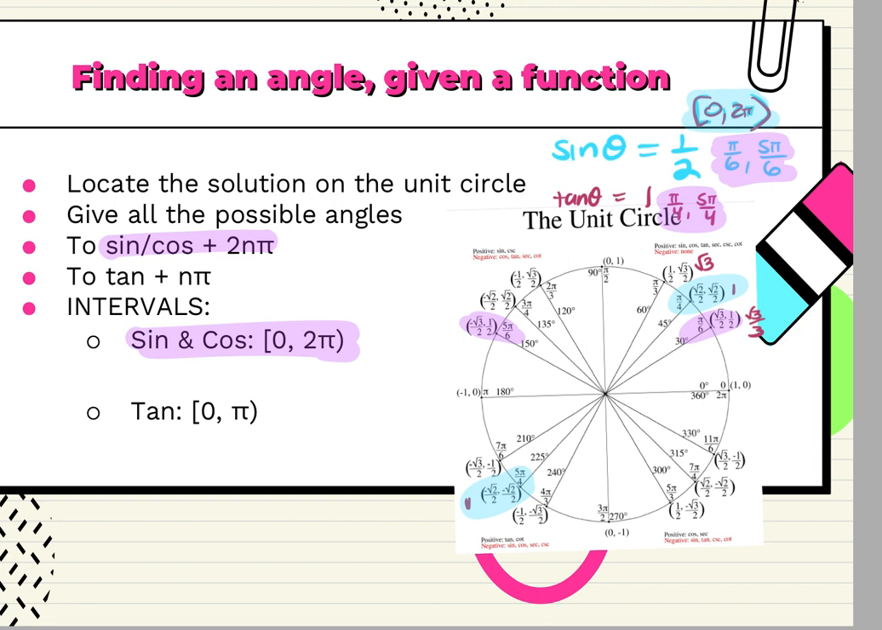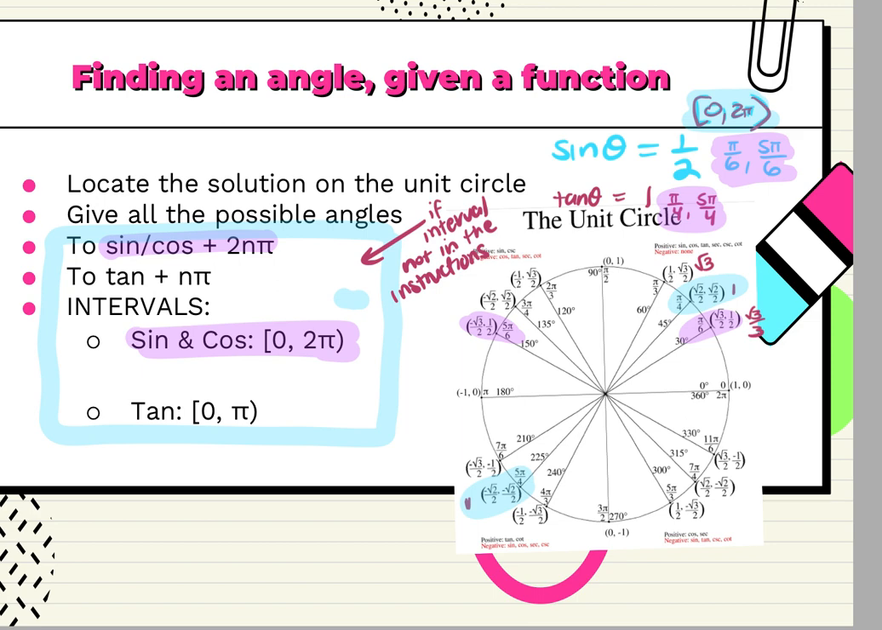So again, that's if the instruction said 0 to 2 pi, okay? There are two different sets of instruction you have to pay attention to. If it doesn't give you the interval, if it just says solve, then you have to follow this stuff here. So if the interval is not in the instructions, not only do we have to give the answer from the original unit circle, but we have to give every coterminal angle to that. And the way we do it is this notation. For sine and cosine, we take the answers and we add 2 n pi. You literally leave it as 2 n pi. You'll also see it as 2 k pi. Those mean the same thing.